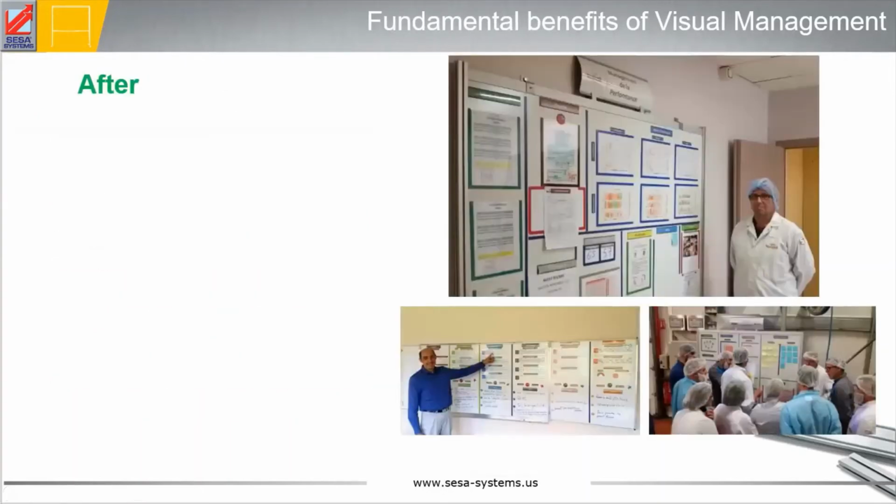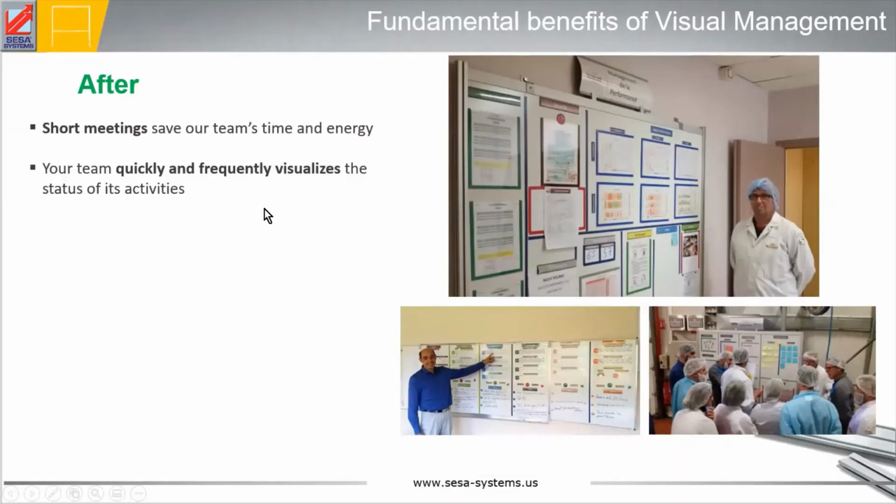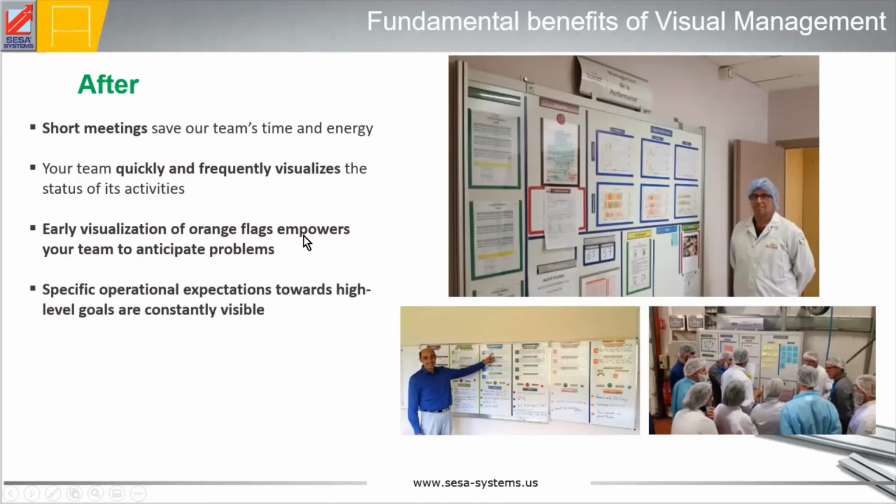And the benefits now, if you start implementing processes like the ones we just talked about, is that you end up with a lot of time and energy saved, because you can actually accelerate your meetings without actually losing efficiency or effectiveness. It's quite the opposite. You can also enable your team to quickly visualize the status of their own activities and other departments. That means you can identify orange flags or red flags quickly. You can anticipate problems. You can also provide specific operational expectations. You can explain how each operational indicator contributes to the overarching goal of the organization.